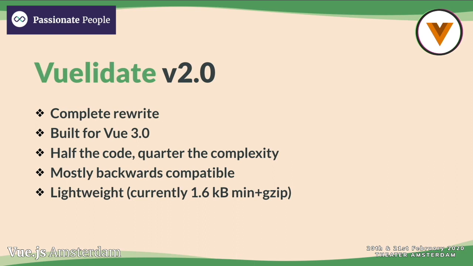It's a complete rewrite. From scratch, we threw almost everything away except for the validators. It's built for Vue 3, obviously. With the Composition API, mostly the standalone reactivity API, we are able to cut the code in half and simplify it hugely, whereas still keeping most of the features and adding several new ones, which I will mention in a moment. And it's still super small. Right now it's 1.6 kilobytes zipped. And we want to keep most of the backwards compatibility. There were some hiccups now and then, but I think we'll get there.